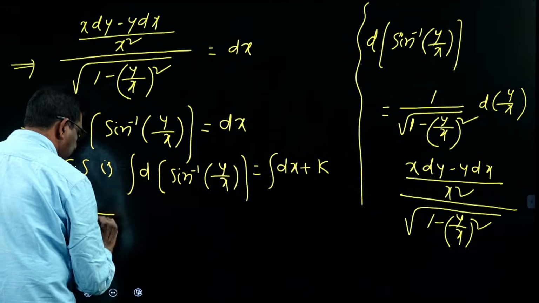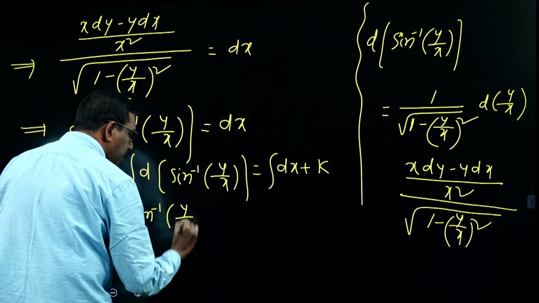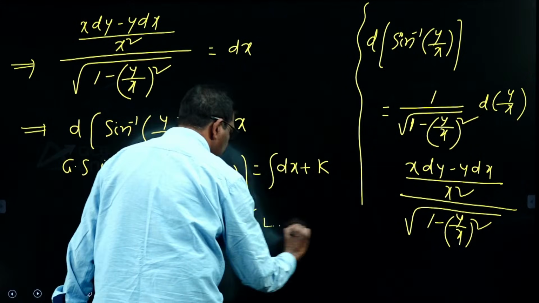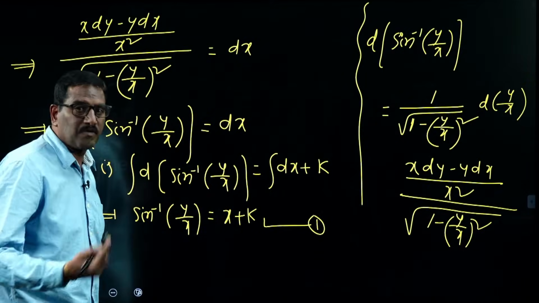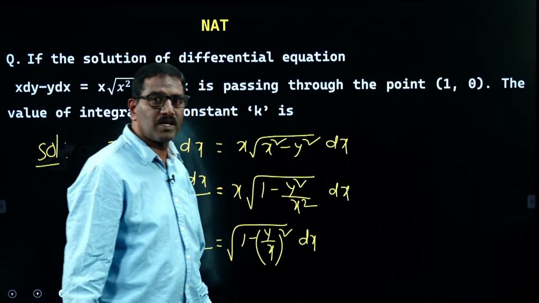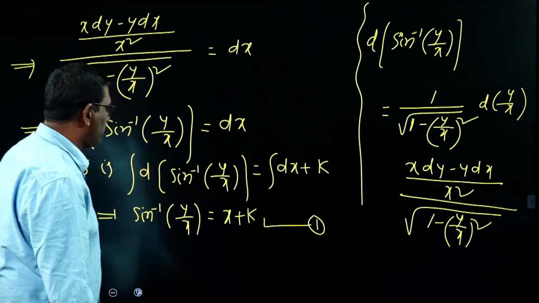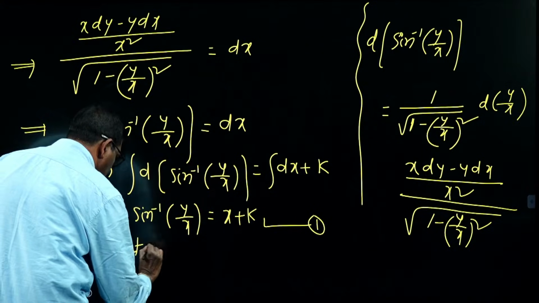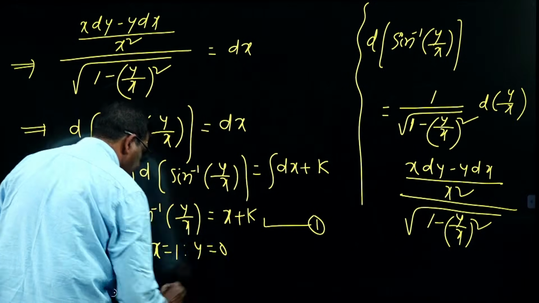What is the integration of a derivative? It is the function itself, or not? So, sin inverse (y by x) is equal to x plus k. This is a solution. But what is given? This solution means this curve is passing through the point (1, 0), or not? Means in place of x you can substitute 1, in place of y you can substitute 0. Put x is equal to 1, y is equal to 0.